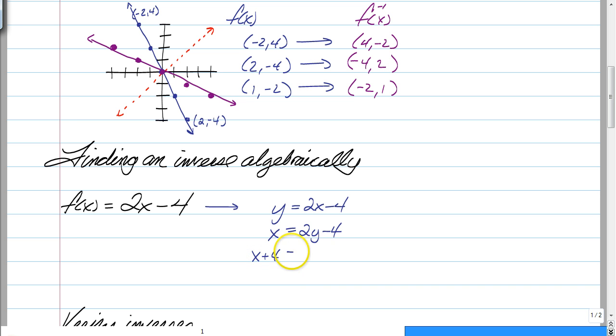This becomes x plus 4 is equal to 2y. Divide both sides by 2. And you get y is equal to 1/2 x plus 2. And you're done. So the final answer is written in function notation. We have an inverse function. So the inverse of f of x is equal to 1/2 x plus 2. And you are done. So that's how you do it algebraically. Again, just switch x and y and solve for y again.